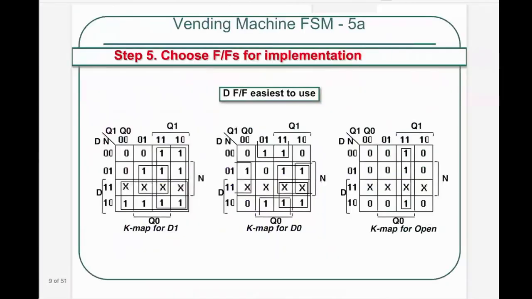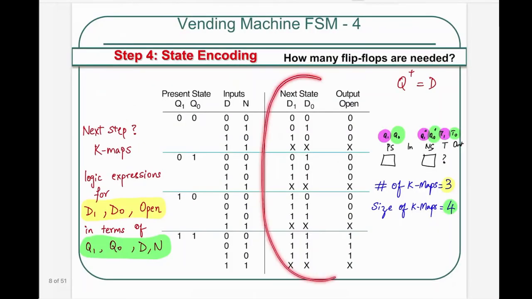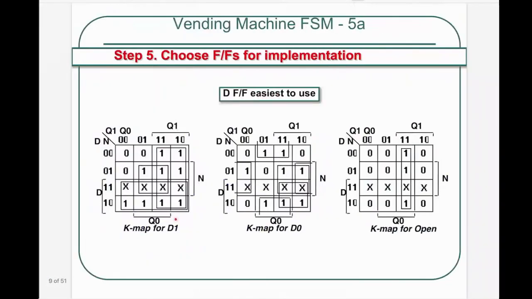All right, so let's take a look. There it is. D flip-flops is going to be the easiest because of its characteristic equation, Q plus equals D. So let's use a D flip-flop here. That's our choice. We could have used toggle. We could have used JK. In this case, we are using D flip-flop. We have gone through the first K-map for D1, second K-map for D0, and the last K-map for open. And in all these three K-maps, our input to the K-maps were present state, Q1, Q0, inputs, dime and nickel, all of them. So we have literally taken the same state transition table here, and we have entered zeros, ones, and don't cares into the three K-maps. Once you do the K-maps, you get logic expressions. The simplest, in this case, we are doing SOP or POS.